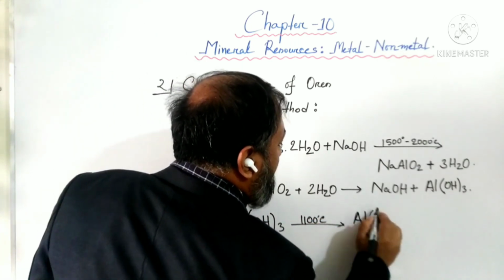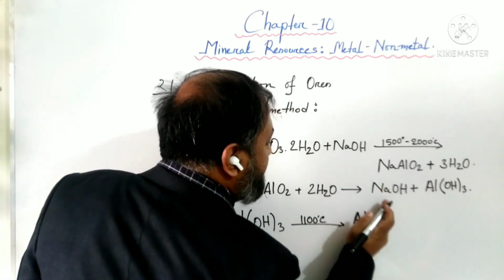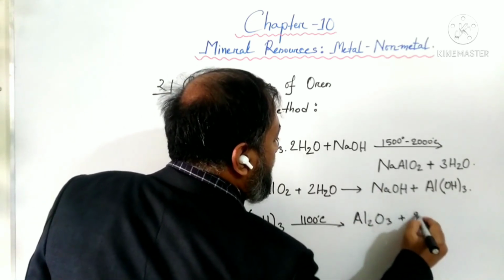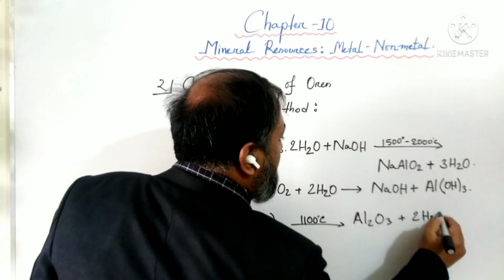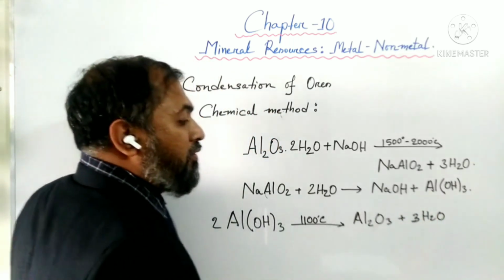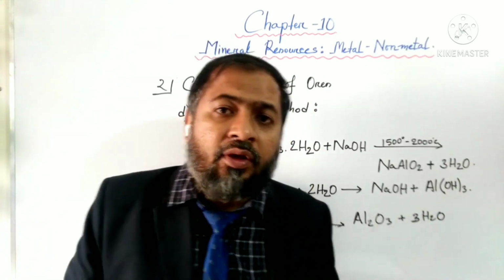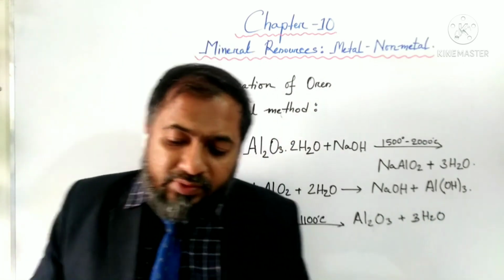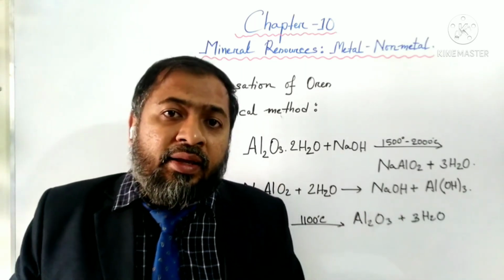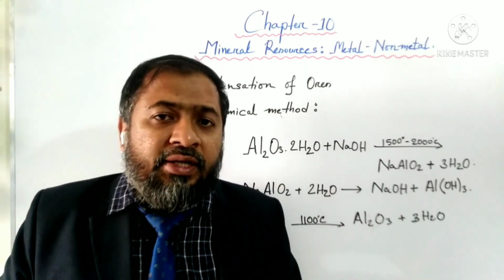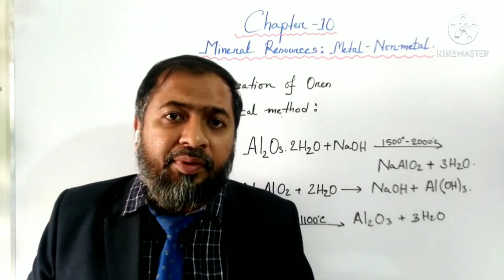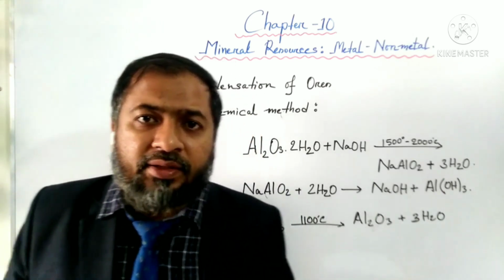And aluminum oxide is collected from the solution. So these are the methods through which we can collect aluminum oxide from the bauxite, and we can segregate different types of impurities from aluminum oxide.